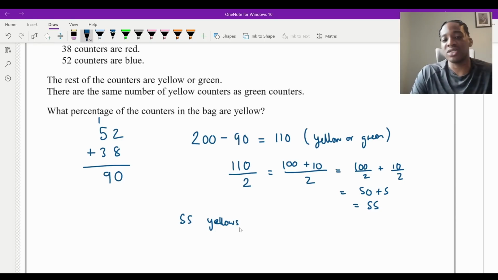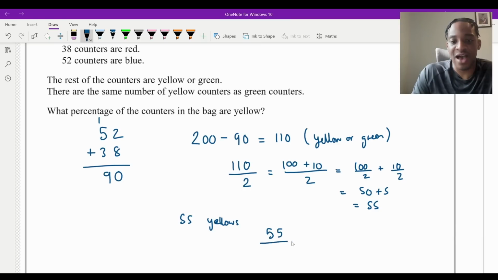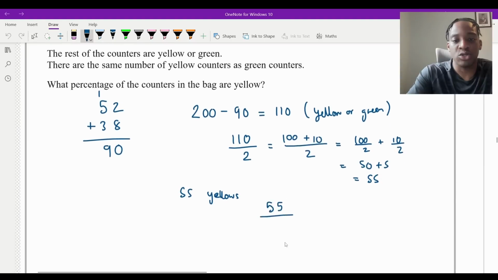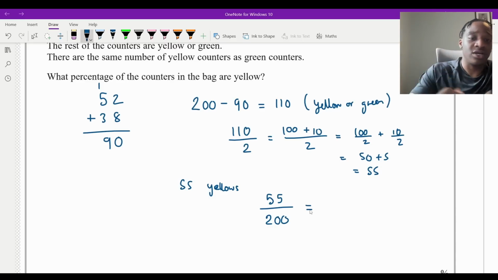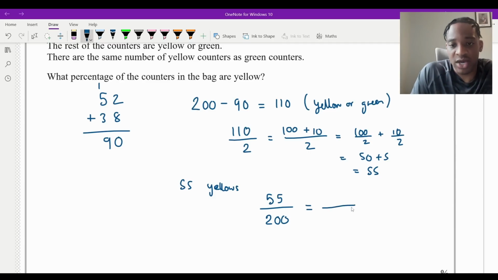So what we want to do firstly is write this as a fraction of the total amount. So I'm going to say that in terms of a fraction, it's going to be 55 out of how many? There were 200 counters in total. Now, if I want something as a percentage, all I need to do is write that fraction out of 100. The number that I get on the numerator is just going to be the percentage. So what I can do here is say, well, fine, I've got 200 here. I need to go to 100. That means quite clearly I need to divide by 2. That means I need to divide this by 2.